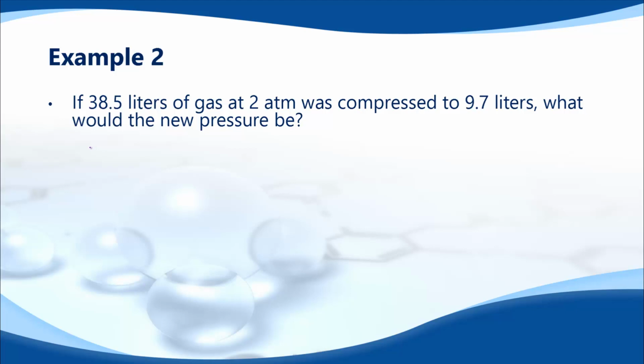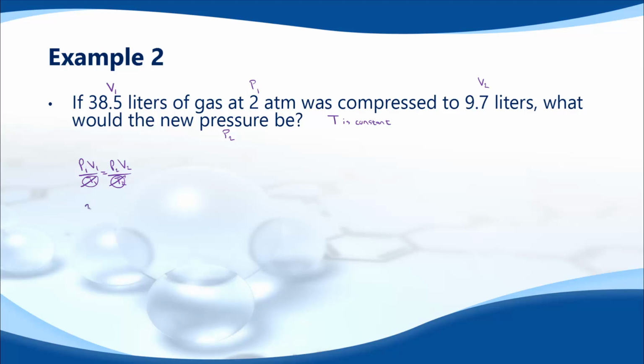Okay, so what we're going to do is we're going to label these things. So 38.5 liters is V1, 2 atmospheres is P1, compressed to 9.7 liters, this is V2. We're being asked to solve for P2. There is no temperature anywhere in this equation, so I can say that temperature is constant. That means we can ignore it, right? So we'll write out our gas law, P1 V1 over T1 equals P2 V2 over T2. I can ignore temperatures because it's constant, so we have P1 V1 equals P2 V2.